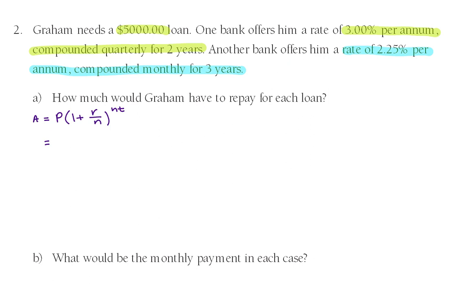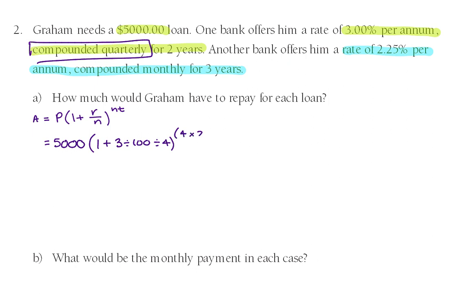So for the first one, we're going to take our principal of $5,000. We're going to multiply that by 1 plus our rate of 3%. So we need to divide by 100. And then we need to divide by n. Compounded quarterly means n is equal to 4. So divided by 4 to the power of n, 4 times the 2 years. Okay?